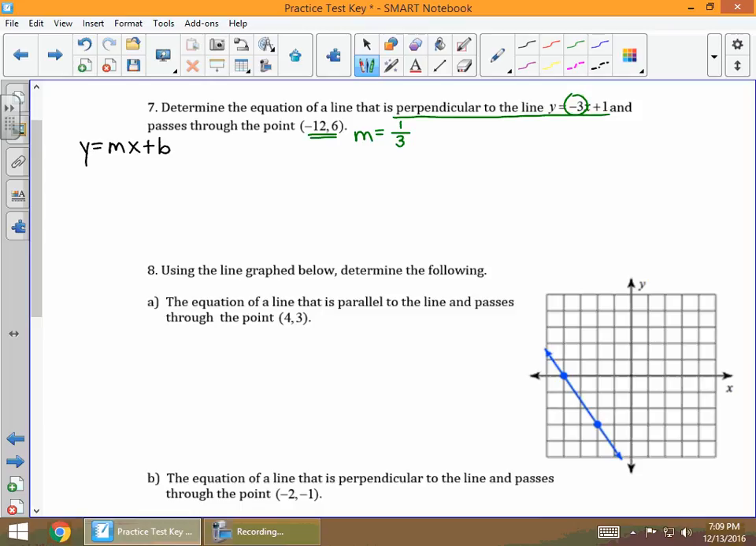I'm going to plug those three things into my y equals mx plus b, and I'm going to find b. So my y value is 6. My slope is 1/3. My x value is -12 plus b. So that means 6 equals, if you were to do 1/3 times -12, you would get -4 plus b. And to get b by itself, you must add 4 to both sides. So 6 plus 4 is 10 is my b value. So now I have m and I have b.